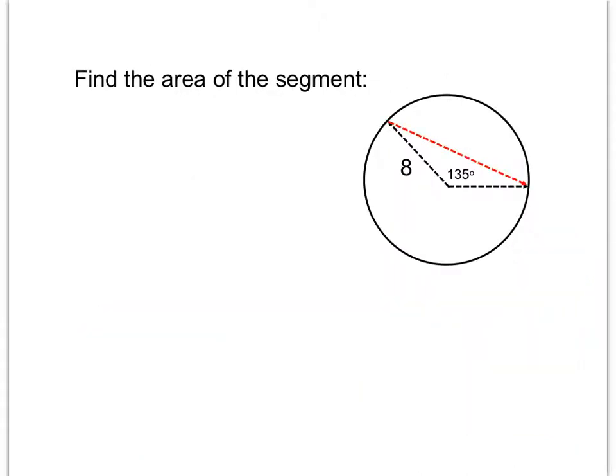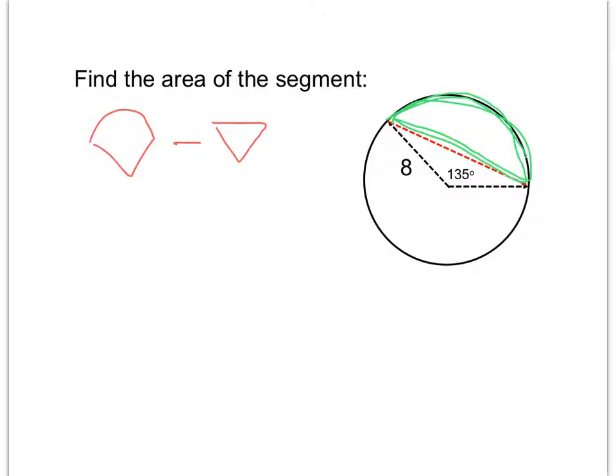All right, let's find the area of this segment right here. My segment's going to be right here in green. It's a big piece of pizza crust. So there's my segment. And again, we're going to do that by finding the area of the sector, the ice cream cone, minus the triangle part.